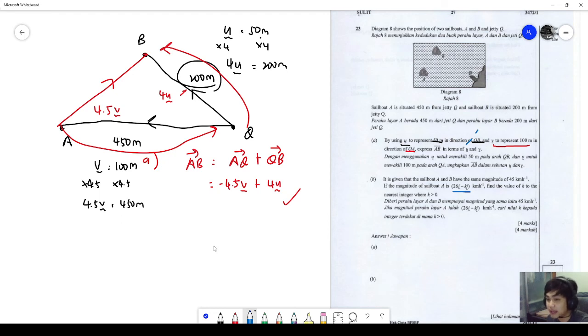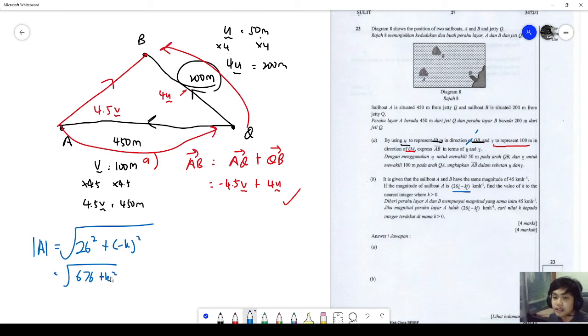This is the vector of A in the first place, so we can find the magnitude of A by simply using Pythagoras theorem. The square root of 26 squared plus negative k squared, so it's going to be the square root of 676 plus k squared. This magnitude is the same as the other magnitude, because they told us that the magnitude of sailboat A is also 45 km per hour.